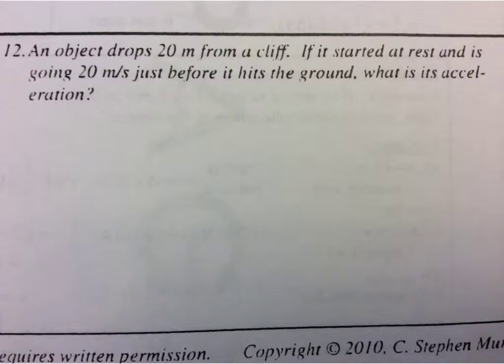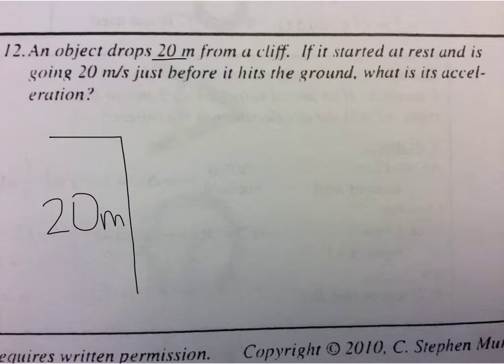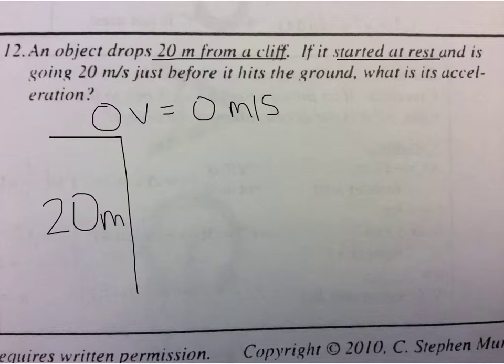If you come across a question like this and you have a hard time understanding, sometimes drawing a picture helps. So in this case, I'm going to draw a 20-meter cliff right there. I have an object up top and it's starting at rest. That means the velocity of this object right now is 0 meters per second. It is going nowhere.